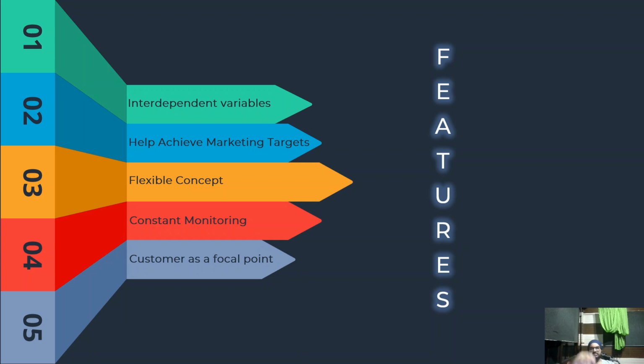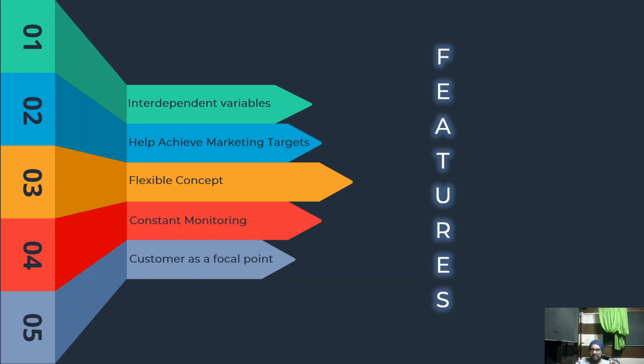Then the next topic, you have to understand the features of a marketing mix. The first feature of marketing mix is that there are a lot of interdependent variables. When we talk about the elements of the marketing mix, that is the price, the place, the promotion, and the product, these four elements are interconnected. All these four items are not behaving independently. They are dependent upon each other.